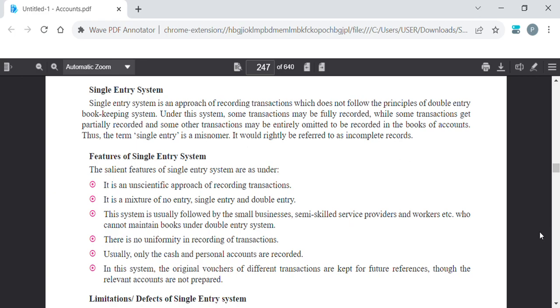It is easy. Single entry system. Features of single entry system. Salient features of single entry system are as under. It is an unscientific approach of recording transactions. It is a mixture of no entry, single entry and double entry. It is an unscientific approach.